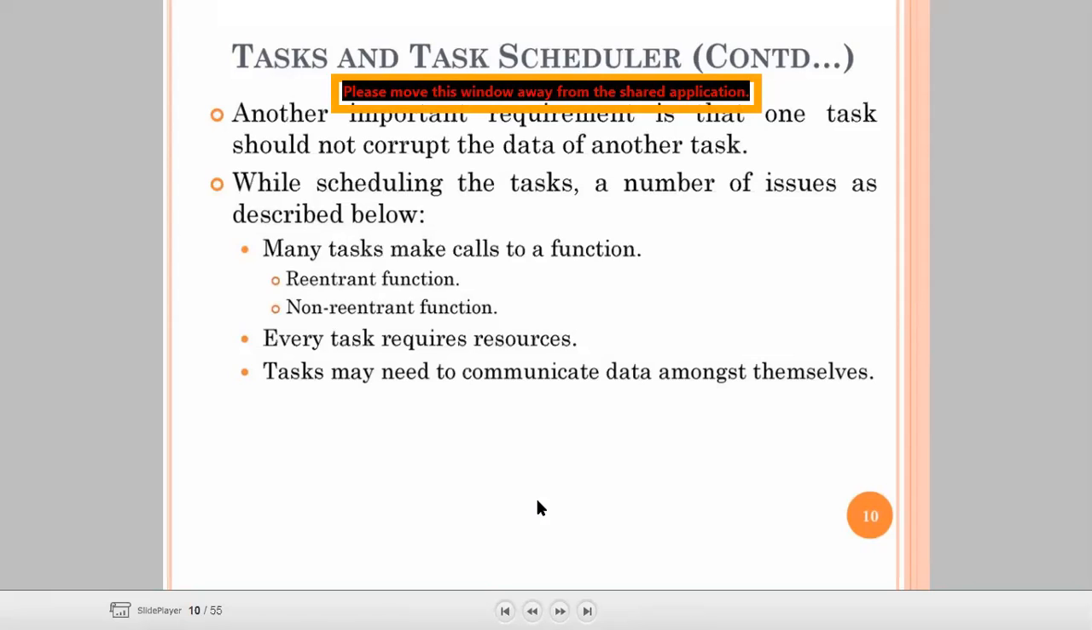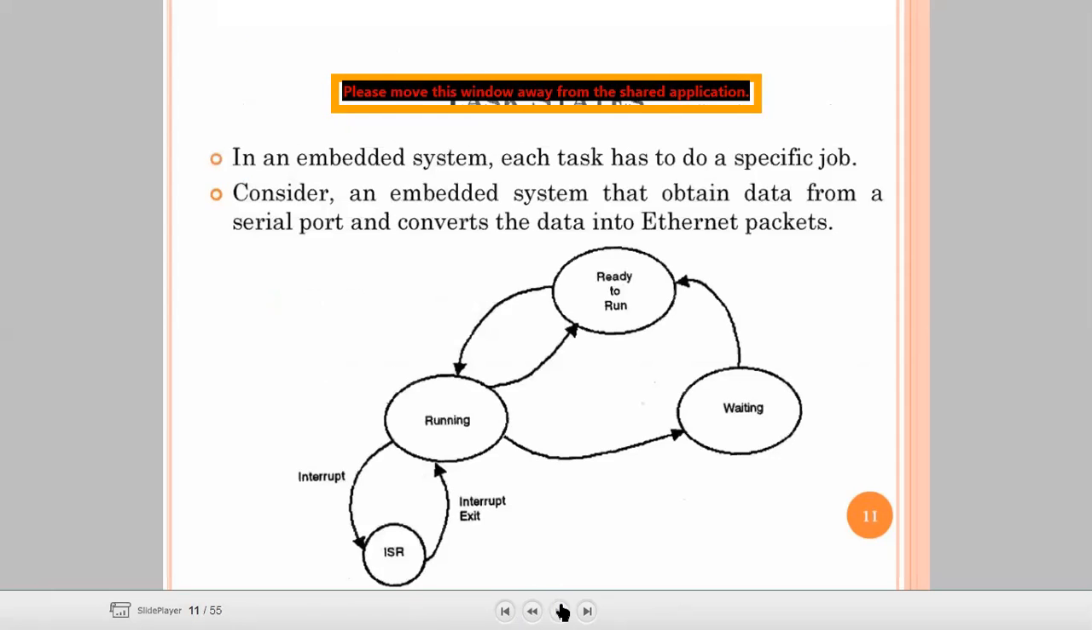So that covers the task and task scheduler functions. What did we learn? In task and task scheduler, the main requirement is that one task should not corrupt another task. While scheduling the tasks, a number of issues are raised. Many tasks may call a single function, and every task requires resources. Tasks may need to communicate data amongst themselves. That is called intercommunication, especially in embedded systems.